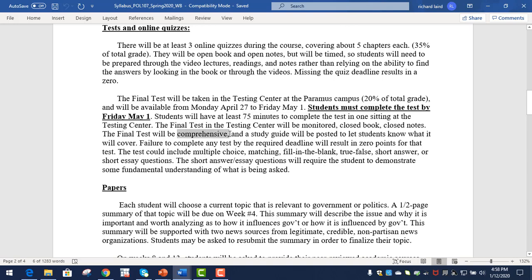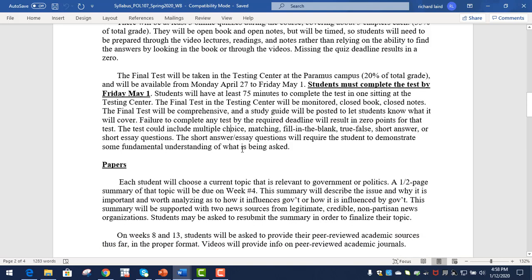It will be comprehensive, and what I will probably do is take the final test questions off of the online quizzes, as well as a few other topics that I will alert you of with a study guide prior to that test. So once again, whether it's an online quiz or the final test, if you do not take that test by the required deadline, it will be 0 points for that test.